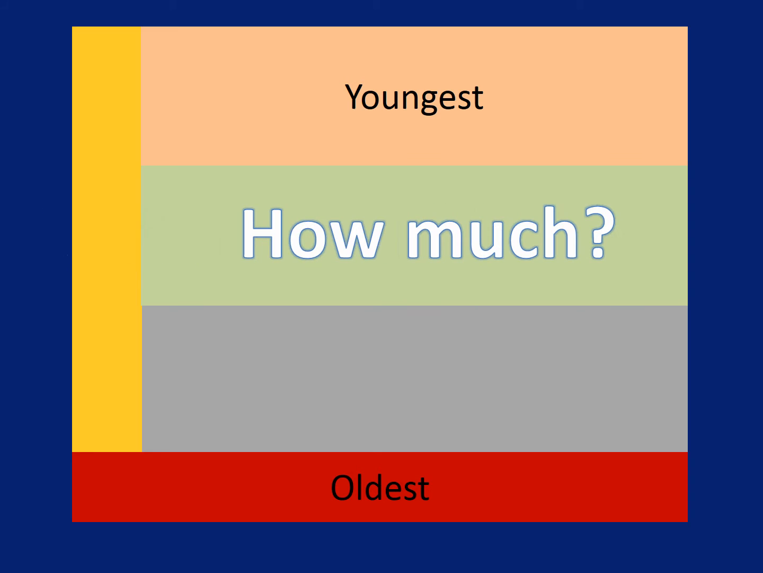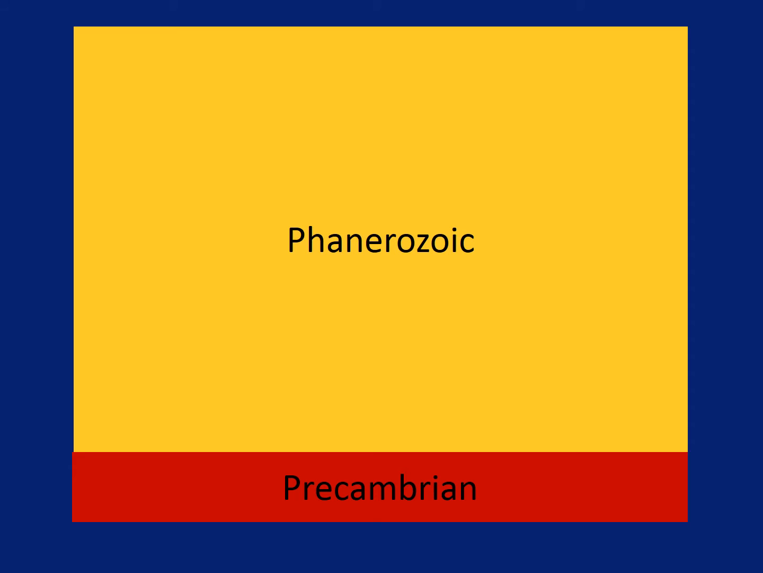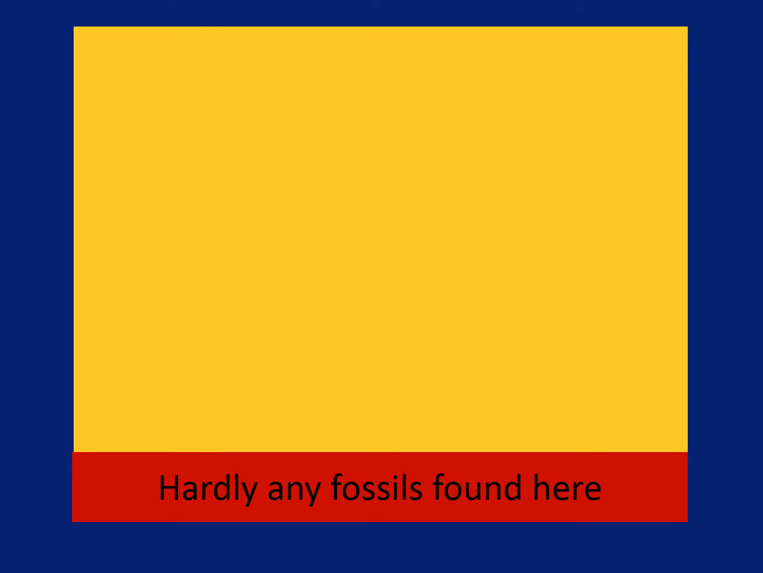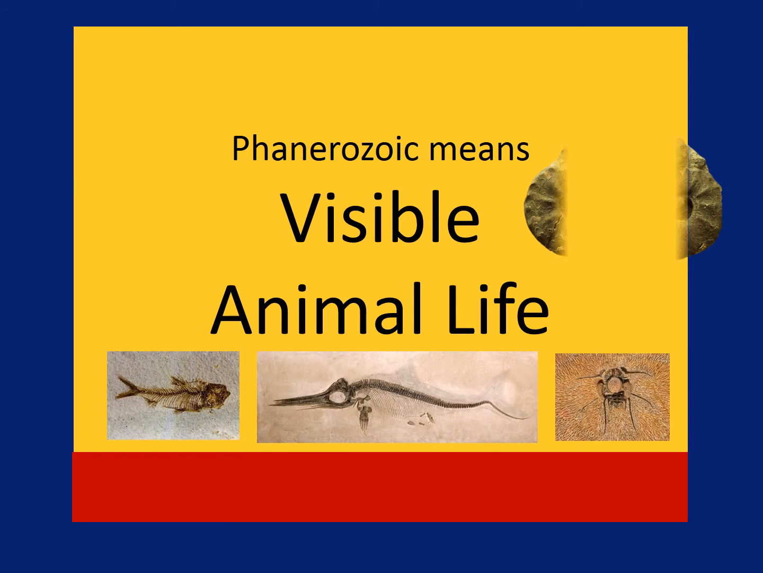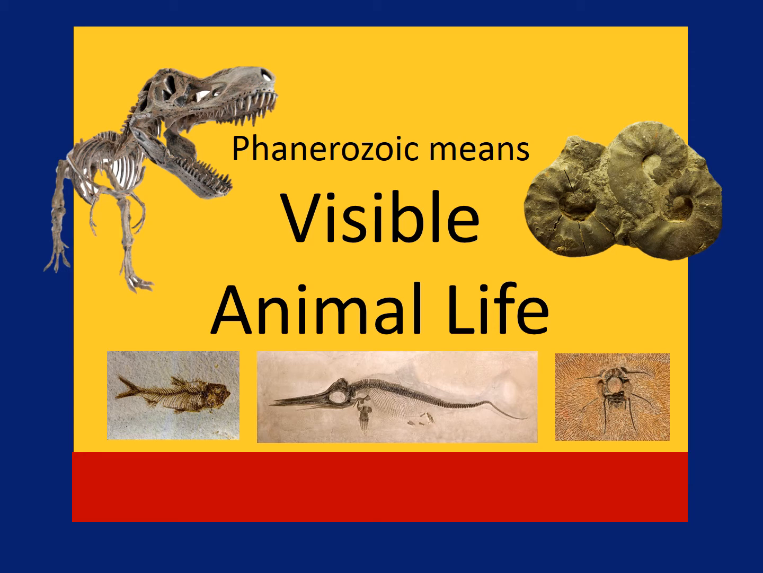Remember, though, that we can't tell just by looking how much older or younger the layers are. What about the Precambrian and the Phanerozoic? Since we hardly find any fossils at all in the Precambrian, there's nothing about animal life in the name. Phanerozoic means visible animal life, which makes sense because we find so many different fossils in these layers.